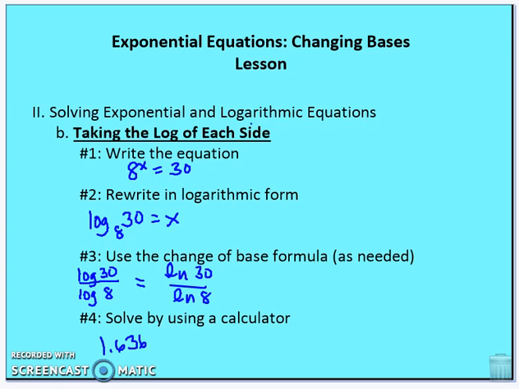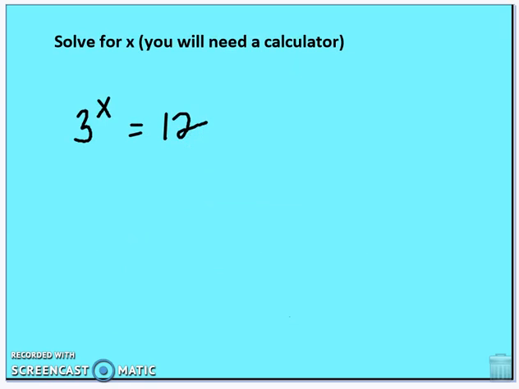And we'll end up getting approximately 1.636 as a value for the unknown exponent of x. All right, so I want you to take a moment and solve for x in this case. I'll pause for a moment.